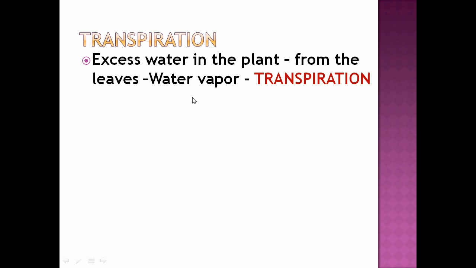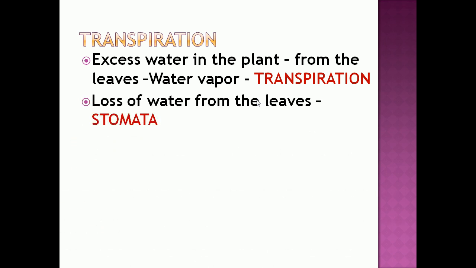Once again I will say, the process of release of excess water from the plant, that is from the leaves of the plant, in the form of water vapor, is called transpiration. The excess water present in the leaves of the plant will be released out in the form of water vapor. That process is called what? Transpiration. So, how will the loss of water from the leaves occur? We know that the leaf contains tiny, minute pores called stomata. So the loss of water from the leaves happens with the help of stomata.